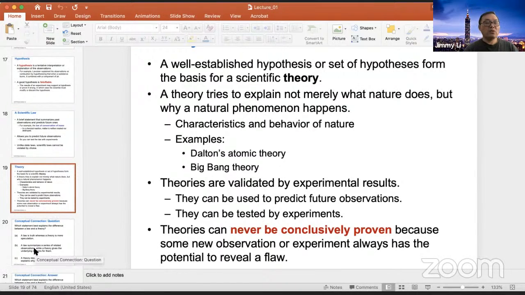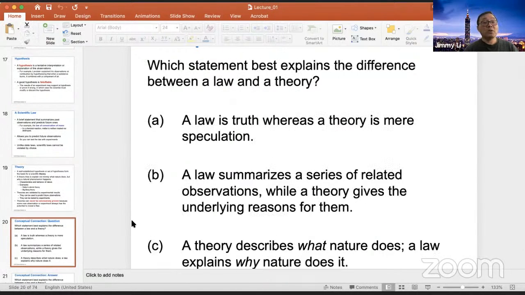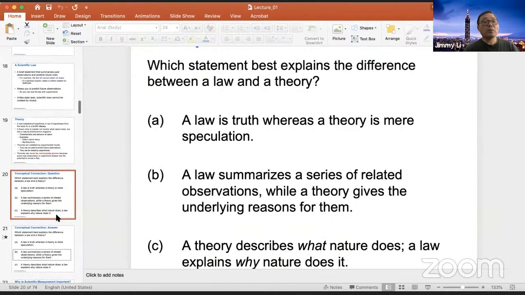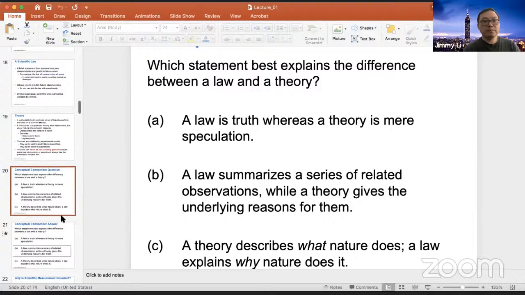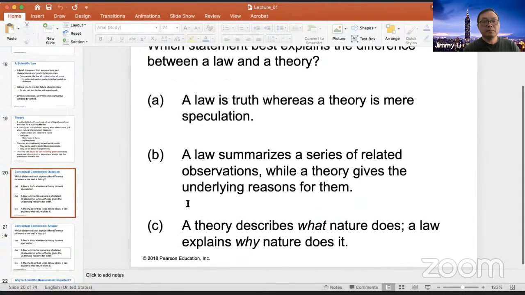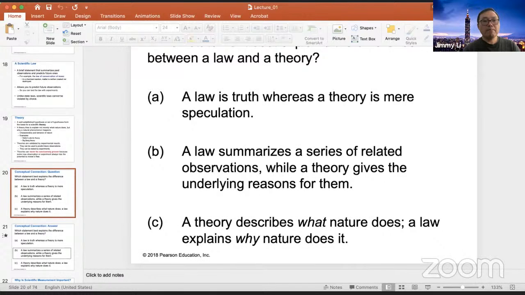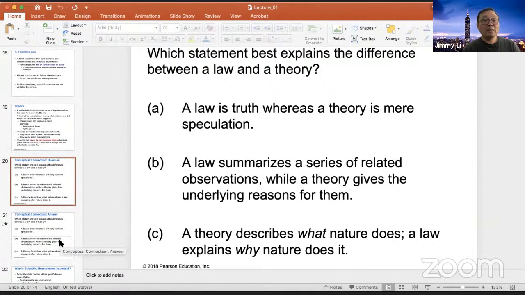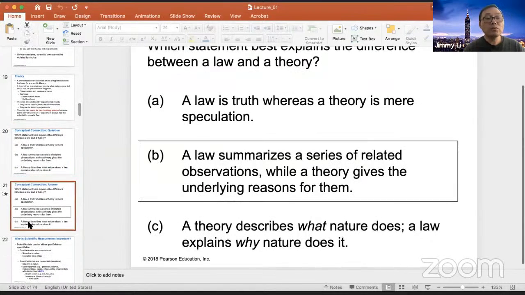Two different things here. They're pretty close, but one is talking about summary, the other is talking about explanation. So the main thing is the law summarizes that, and the theory gives the underlying reasons for that. Hopefully that makes sense to you.